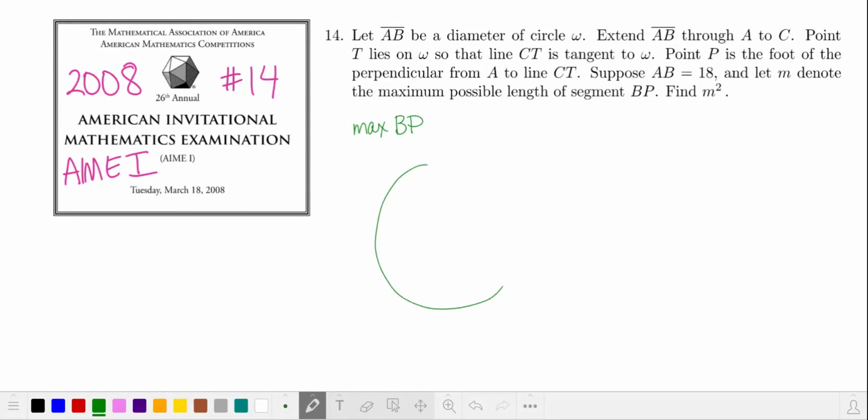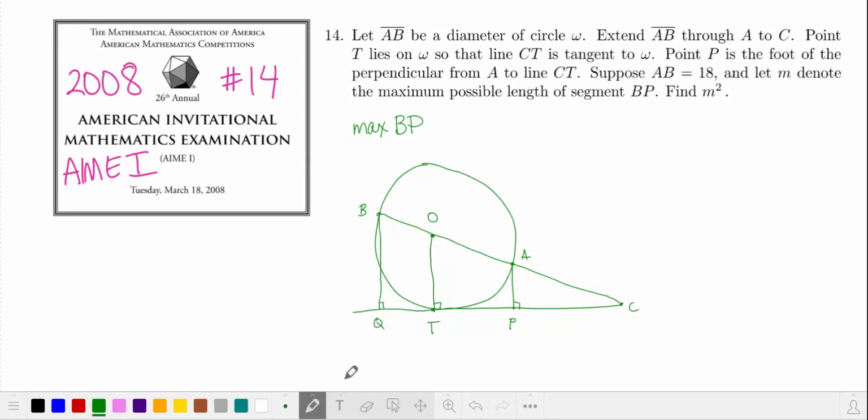Let's draw the diagram. We'll make O the center of our circle. So we have OT is perpendicular to TC. Let's extend CT out here and draw BQ perpendicular to CT. Let's let H be the distance from A to P.